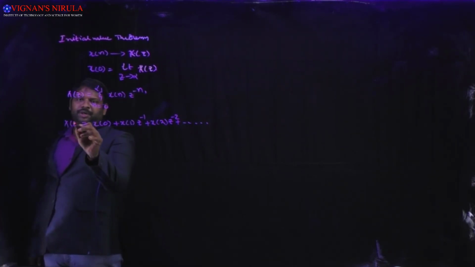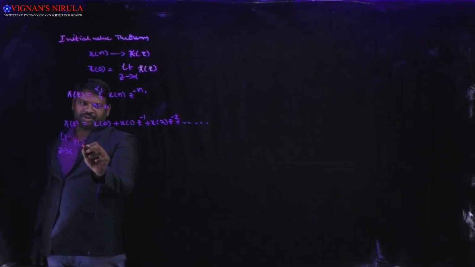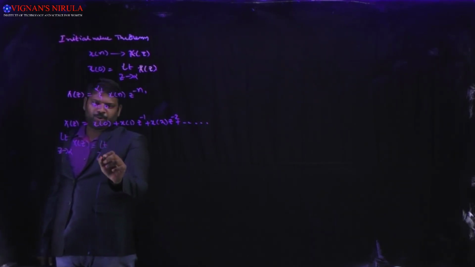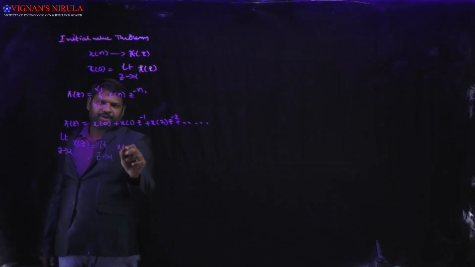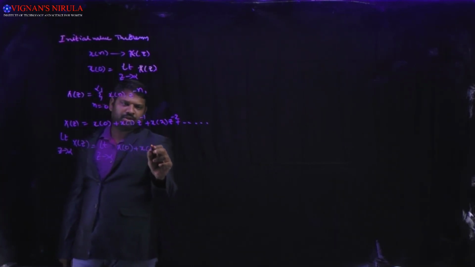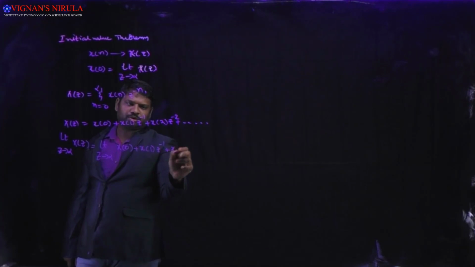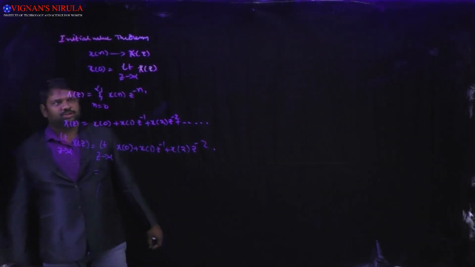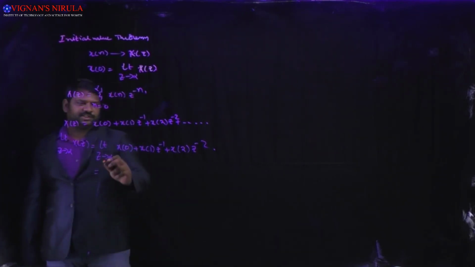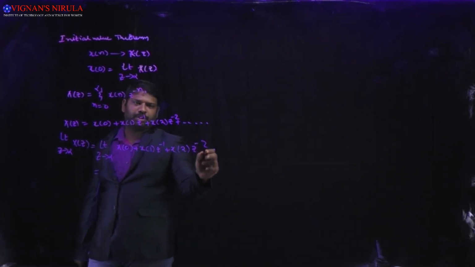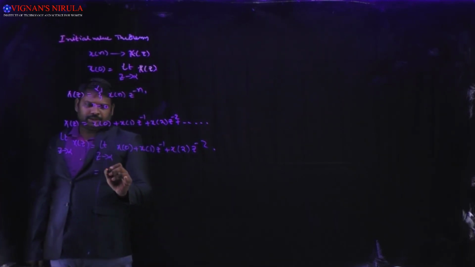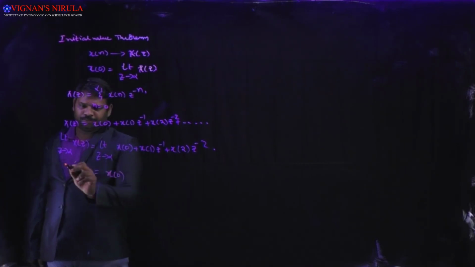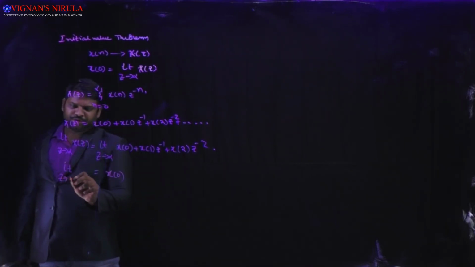When we take the limit on both sides as z tends to infinity, on the right the limit as z tends to infinity of x of 0 plus x of 1 z inverse plus x of 2 z power minus 2. Therefore, when z tends to infinity, 1 by infinity is 0, so the remaining terms are zeros. Therefore it will be given as x of 0. On the left side, it is the limit as z tends to infinity of x of z.